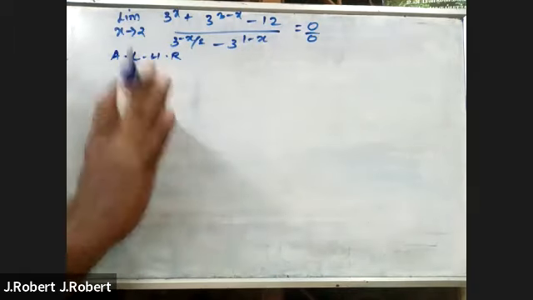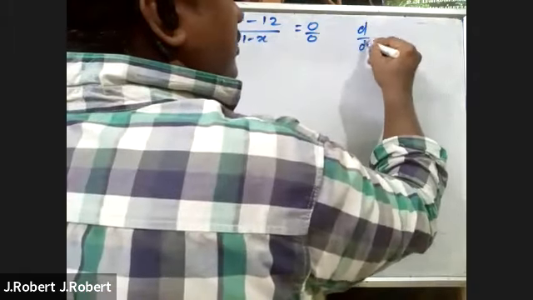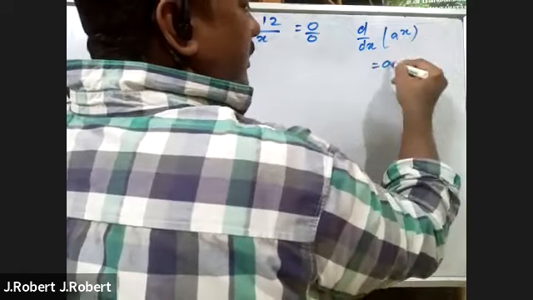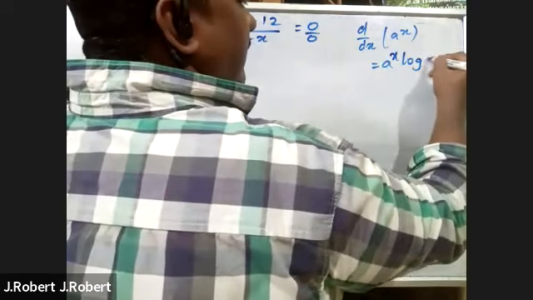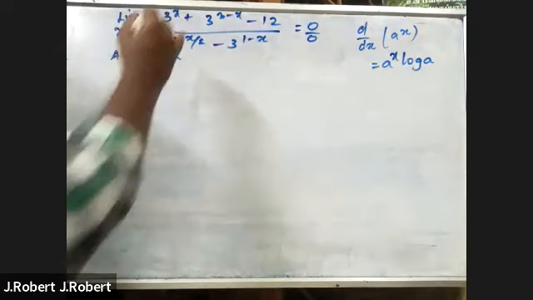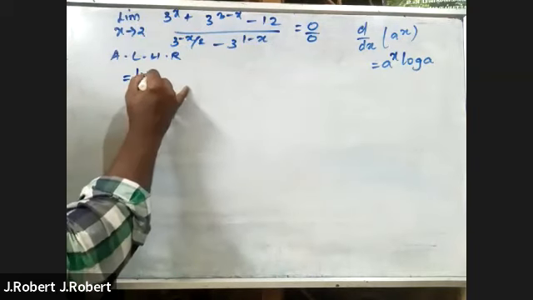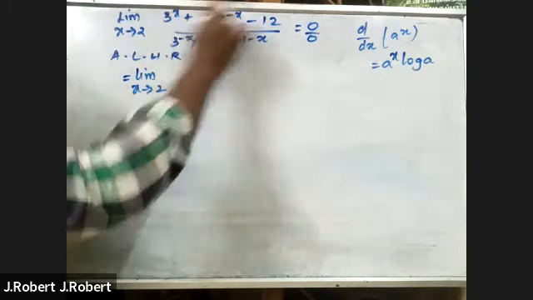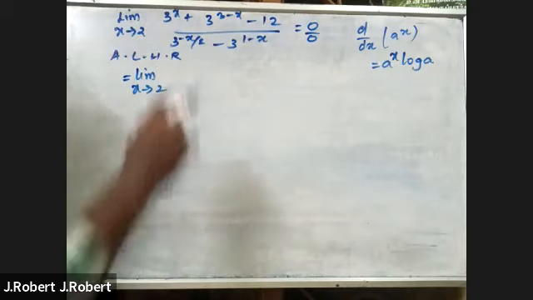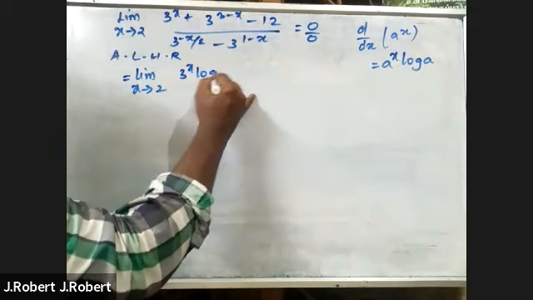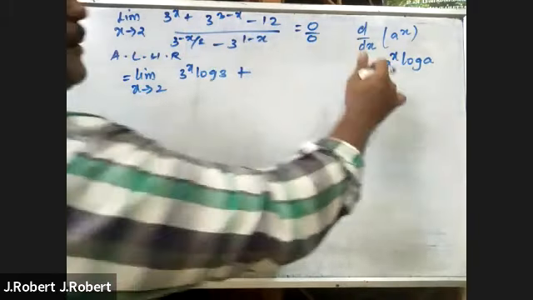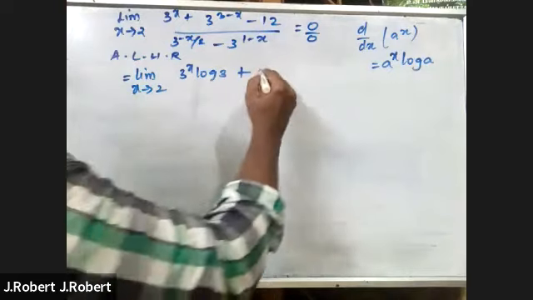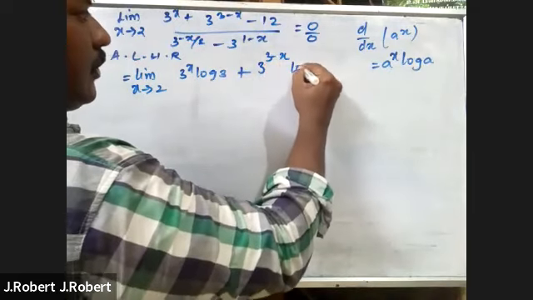Only thing is in differentiation. Can anyone tell me what is the differentiation of a power x? What is the formula for differentiation of a power x? A power x into log a. We must not forget that, that is what we are going to use here. Applying L'Hopital's rule, we differentiate separately. Let us go for the numerator. 3 power x, I can put 3 power x log 3. The next one, plus 3 power 3 minus x, so a power x log a is 3 power 3 minus x log 3.